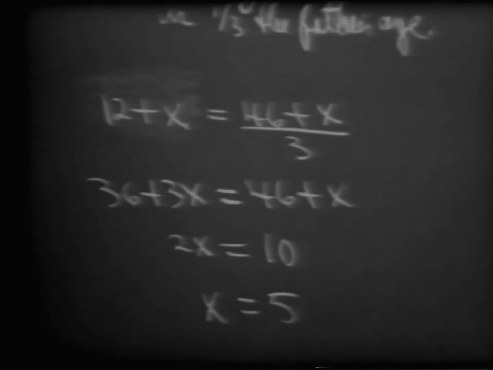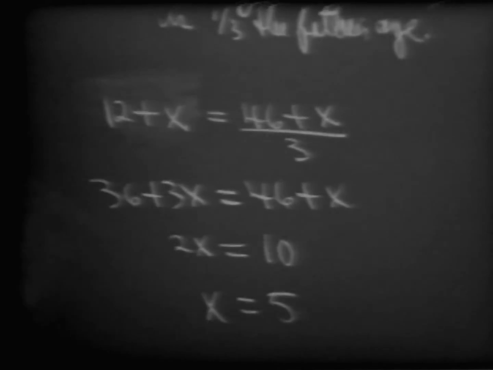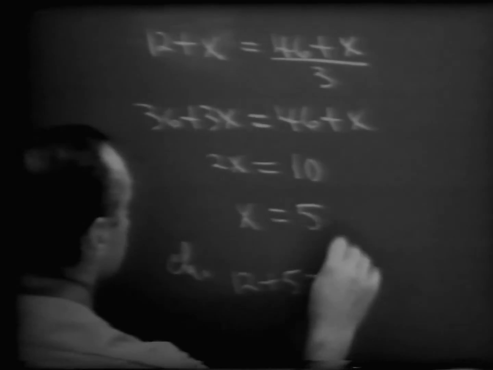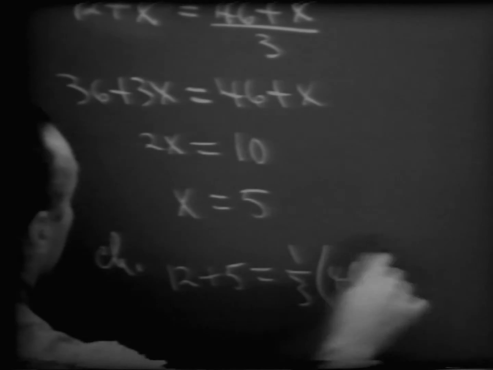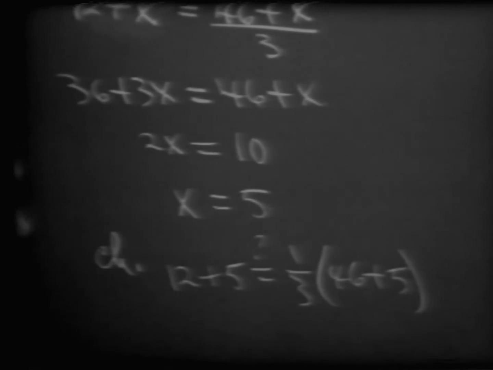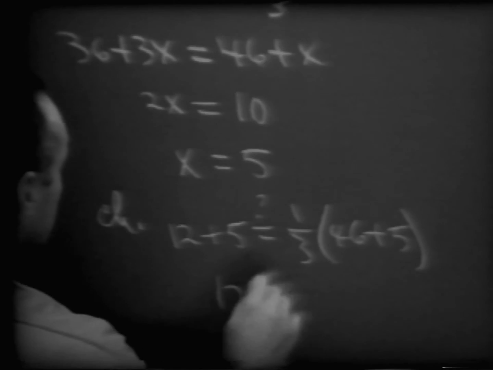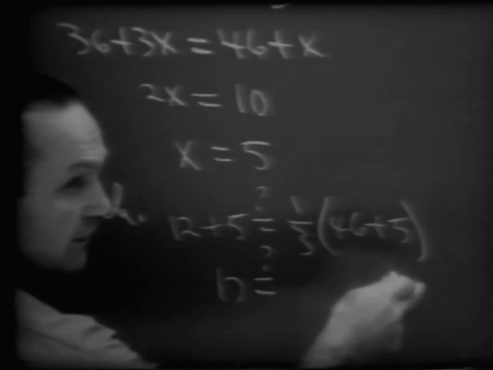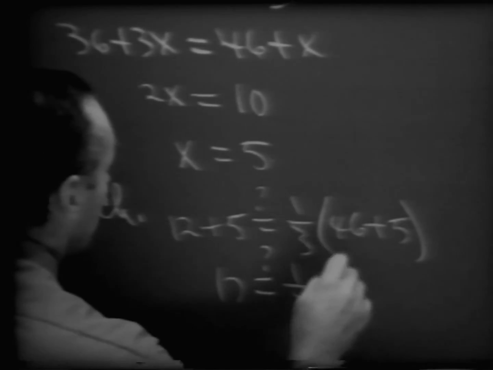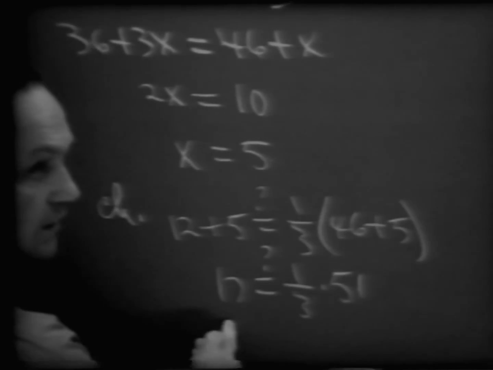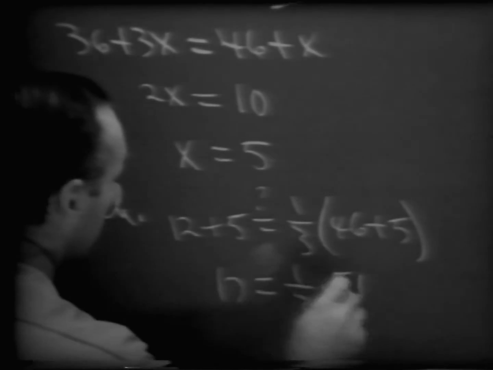Now, let's go back to the original question. We have a number 5 here. Let's check it. And what then do we want to say? In how many years will this condition hold true? So what? We started out with the son being 12 years of age plus 5. The question is, is that 1/3 of 46 plus 5? And let's see, 12 plus 5 is 17, and 46 plus 5 is 51. And is 1/3 of 51 17? Yep. And everyone says yes.